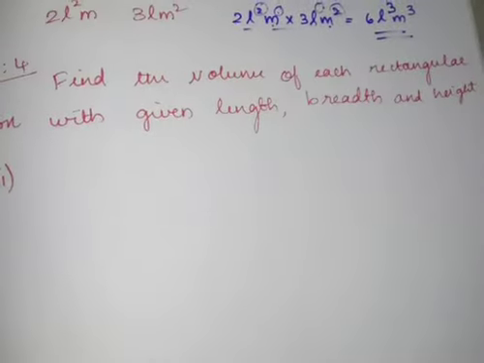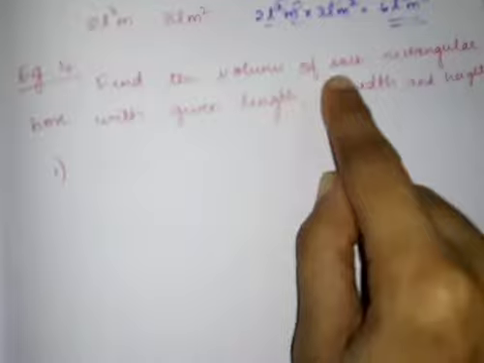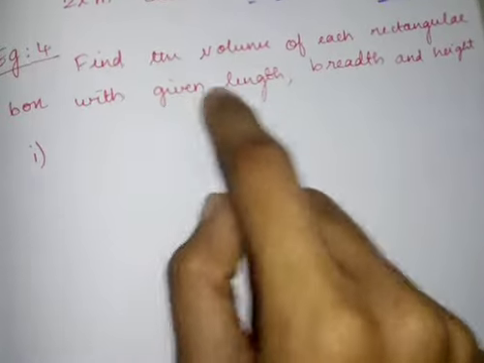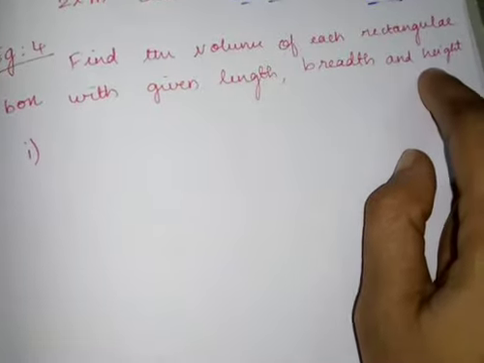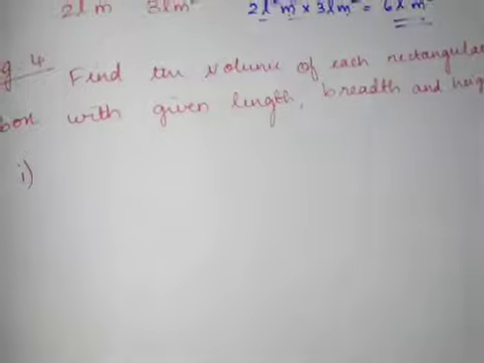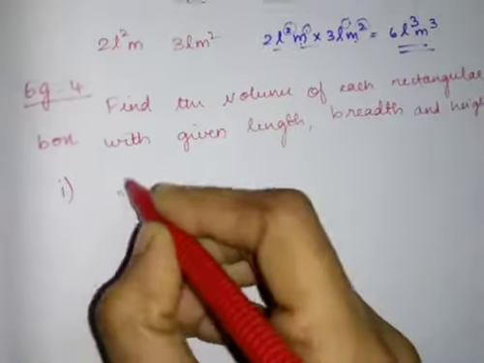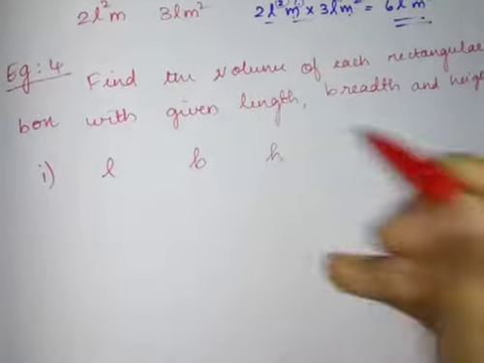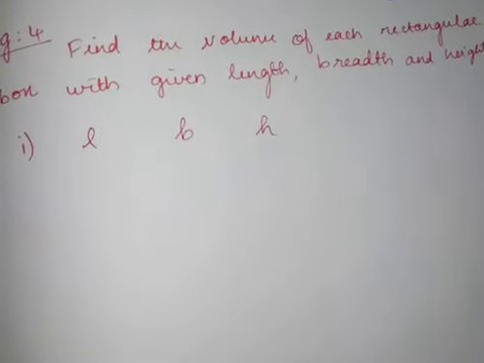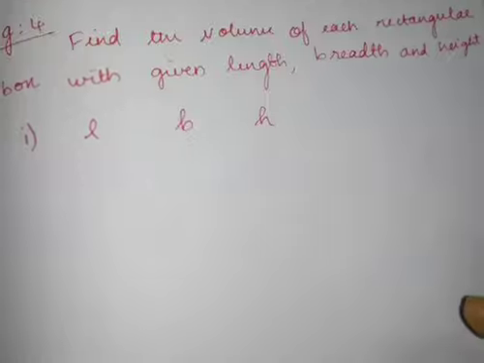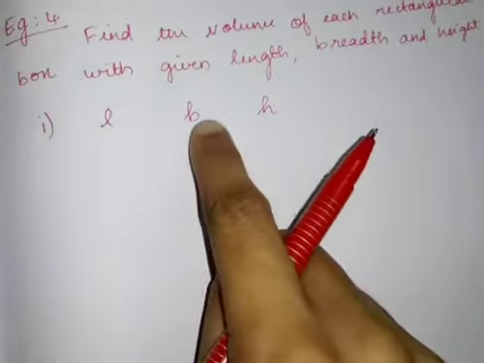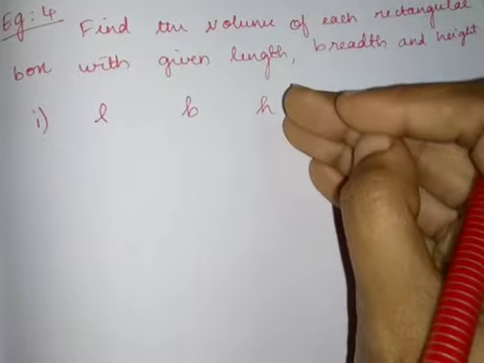Next is your example number 4. Find the volume of each rectangular box with the given length, breadth and height. So we are supposed to find the volume of the rectangular box. It will have length, breadth and height. When you are dealing with volume, it is a 3-dimensional figure, so it will have 3 dimensions. One dimension is length, another dimension is breadth and another dimension is height.